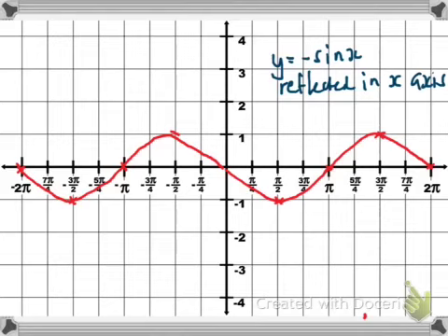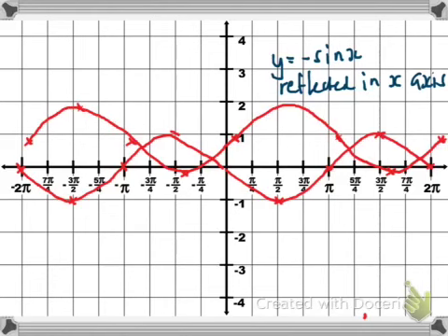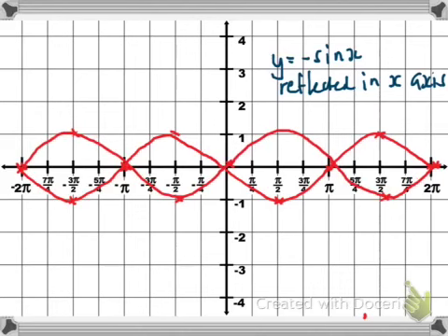Now, what if we've got negative sine x? The graph then is reflected in the x-axis. Once again, if I put my original graph over the top here, you can see it's completely been reflected in the x-axis. The point here, for example, is reflected down to there, and the point here has gone to the other side of the x-axis. So we've got reflection in the x-axis for negative sine x.